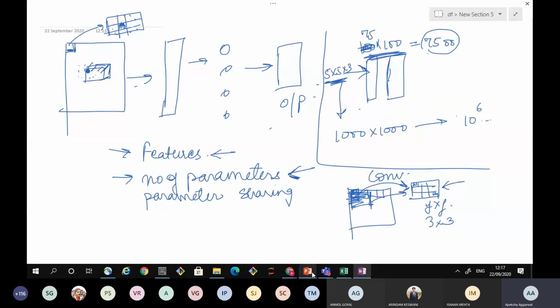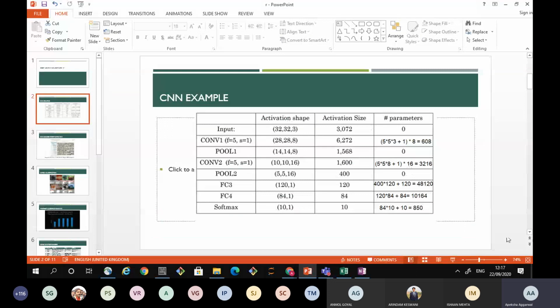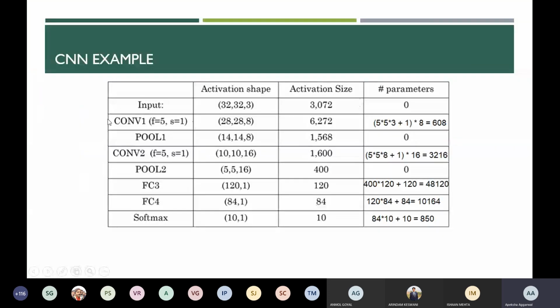Okay, now let's have a look at some examples. Over here, this is my input. Input means we have a 32 cross 32 cross RGB image, which has only 3 channels. If I multiply all these 3, I get 3072 values, that is the activation level.